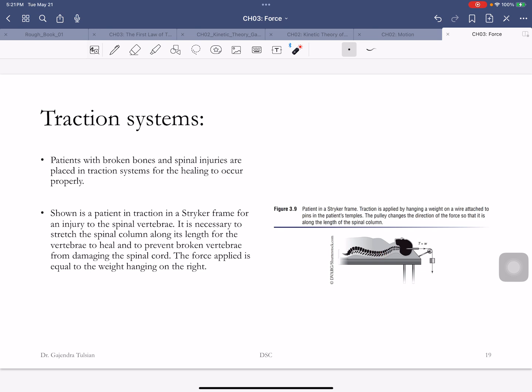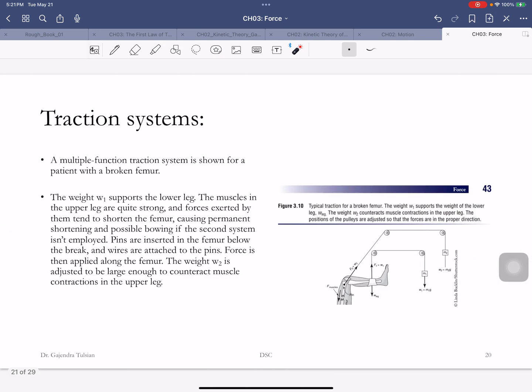So with the Stryker frame, it is necessary to stretch the spinal column along its length for the vertebrae to heal and to prevent broken vertebrae from damaging the spinal cord. The force applied is equal to the weight hanging on the right.